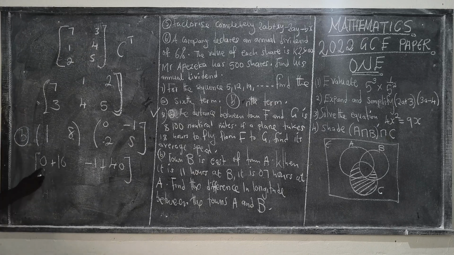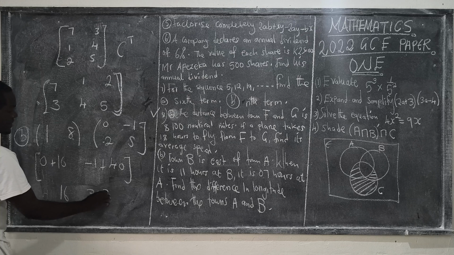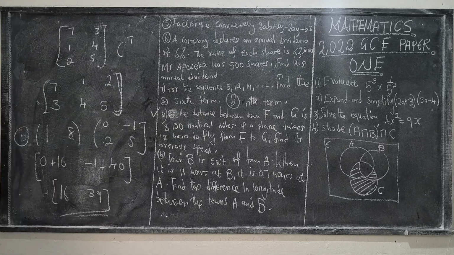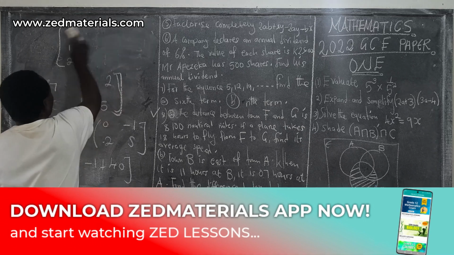Then next you are going to add 0 plus 16, it will give you 16, -1 plus 40, that is 39. This is your answer. This is how you are finding these answers. So you have your 2 marks there. You need to be enjoying these things. When you go to the Z material app, you will enjoy the matrices as well.